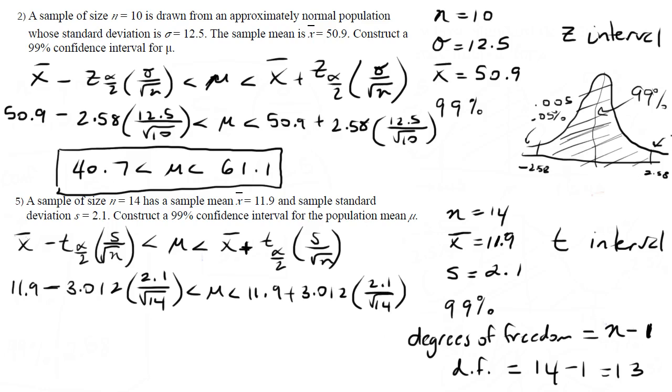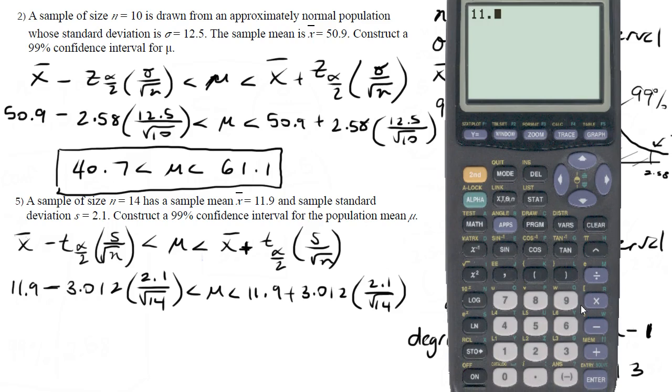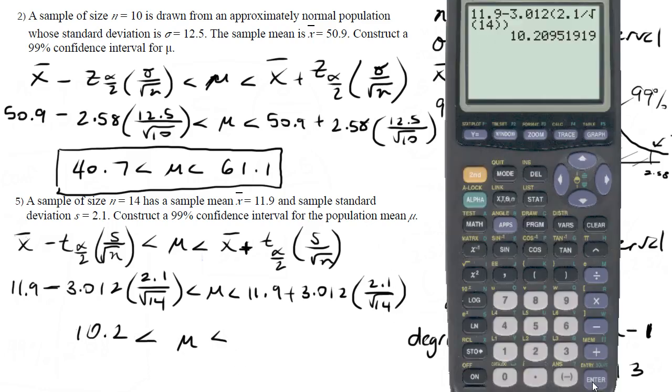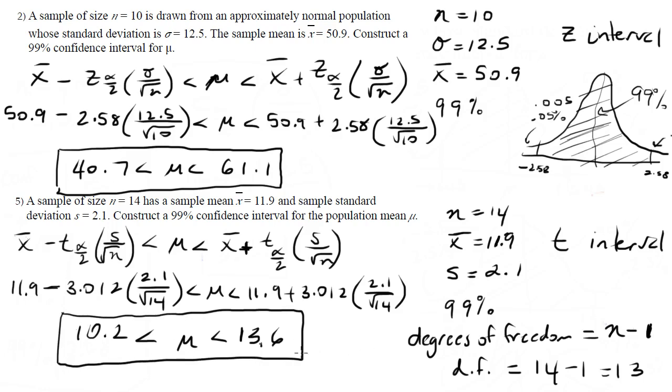I'm going to put this in my trusty calculator. So 11.9 minus 3.012 times 2.1 divided by square root 14. 10.2 on the left. And I'm going to use the same trick as before. Second, enter, and just change to plus. 13.6 on the right, 13.59, 13.6, whatever you'd like. And I'm 99% confident that the population mean is between these two values here.